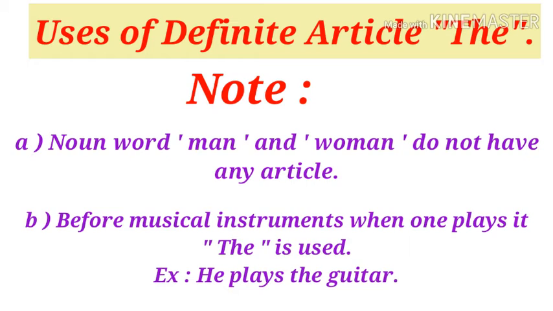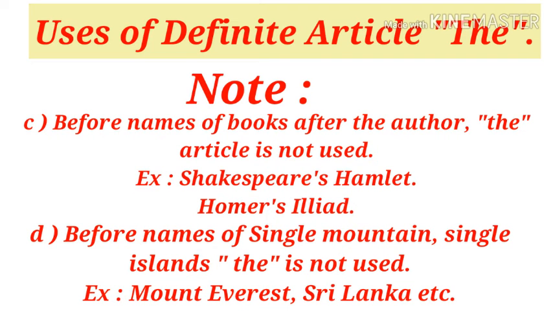Then, before the names of musical instruments, we use the only when that instrument is played by someone. When someone is playing the flute, guitar, or piano, then we use the definite article the. But otherwise, when it is not played by anyone, we do not use the, but sometimes we use a or an. Okay. For example, he plays the flute. He plays the guitar, like this. But if we say he has a flute, then we do not use the definite article the. So this is also an important thing that you should remember.